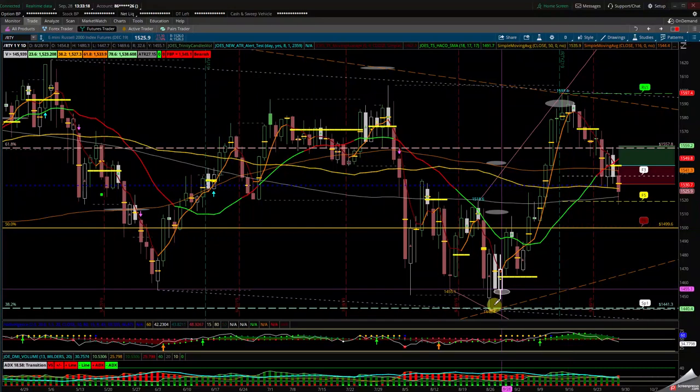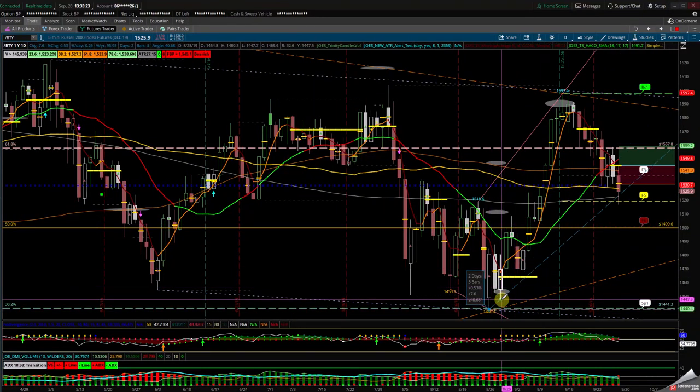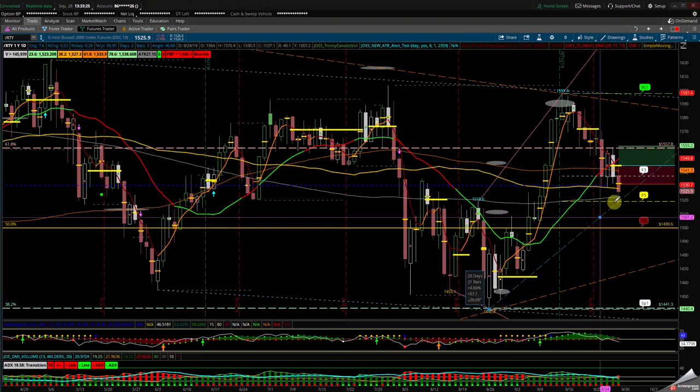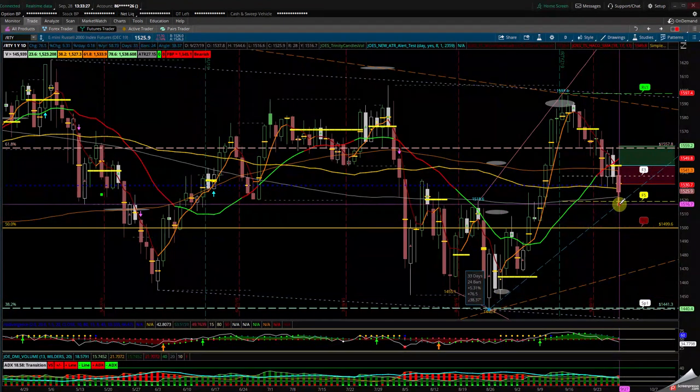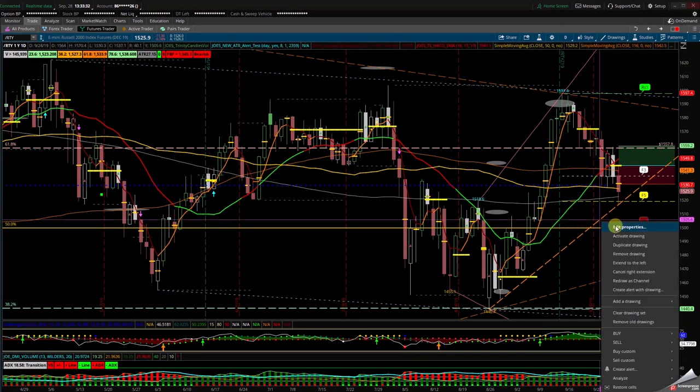So you can do a cone like this. You can grab this candle here to this candle here, or this one right here, which we fell through, and keep an eye on it. On Monday, we'll make this a little different color. We'll make it purple. Edit.